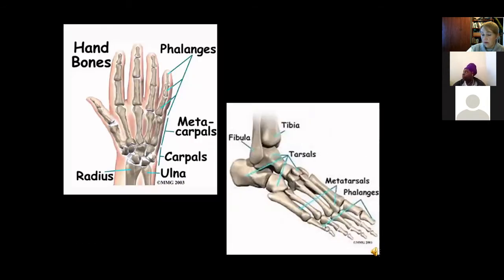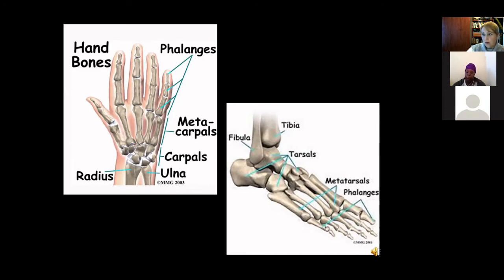Hands and feet. You can feel all these bones in your own hand and in your own foot. We have in the hand the small bones called the carpals, and in the foot they are called the tarsals. Meta, meaning next to, you have the metacarpals in the hand and the metatarsals in the foot. And then in your fingers, you have either 2 or 3 bones called phalanges, and in your toes the same. You can feel these individual bones.